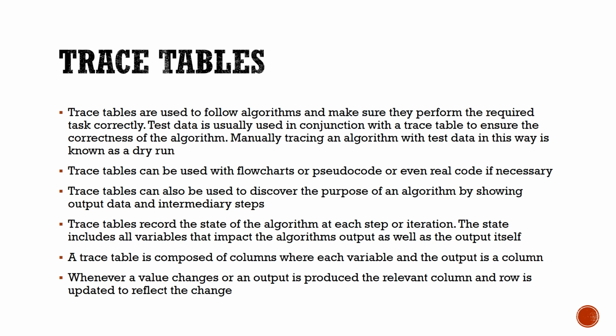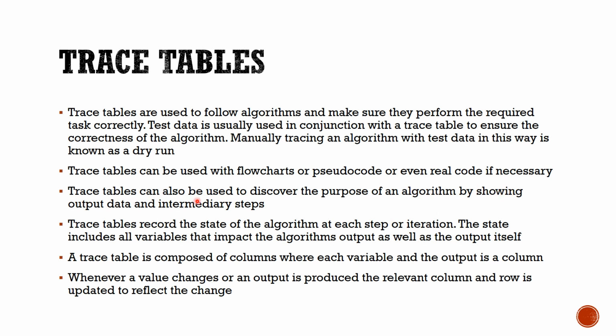Trace tables. The most important concept is the trace table. Whenever you have drawn a flowchart, you are going to test your flowchart through a trace table. This process is called dry running. Trace tables are used to follow algorithms and make sure they perform the required task correctly. Test data is usually used in conjunction with the trace table to ensure the correctness of the algorithm. Manually tracing an algorithm with test data in this way is known as a dry run. A trace table can be used with a flowchart, pseudocode, or even real code if necessary.